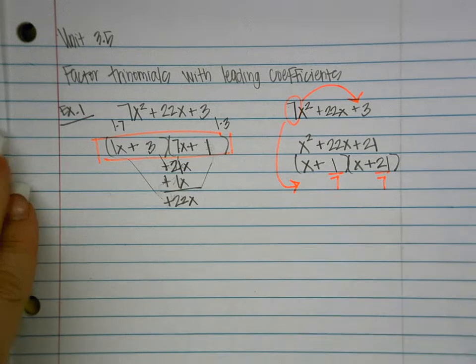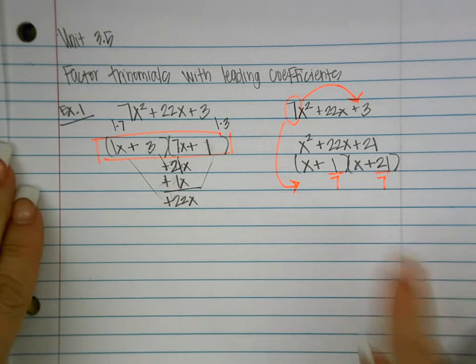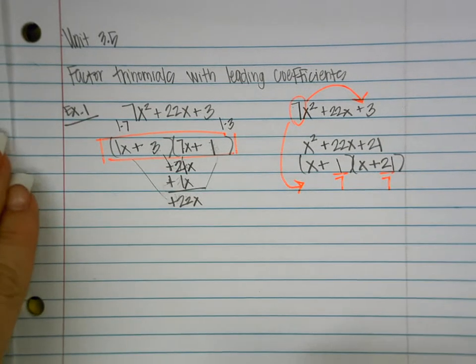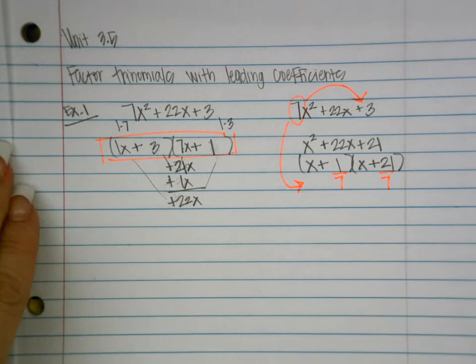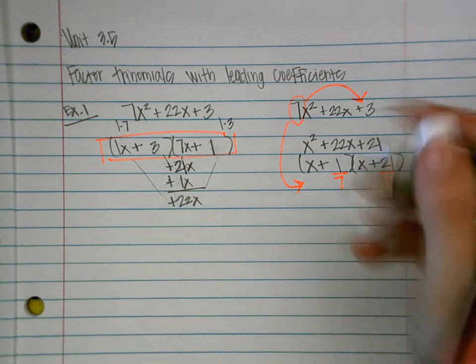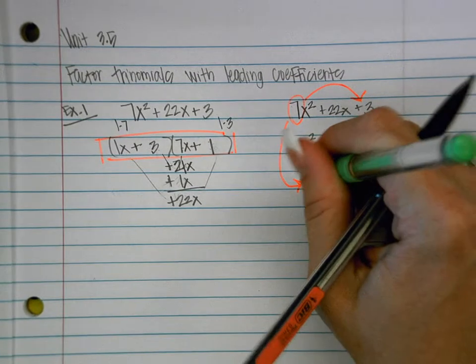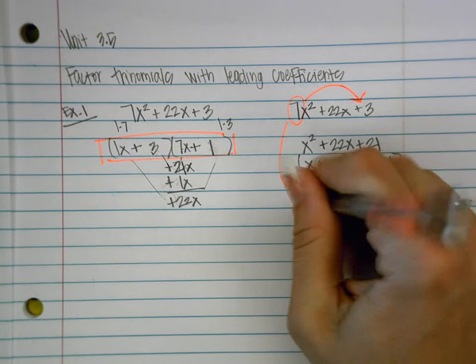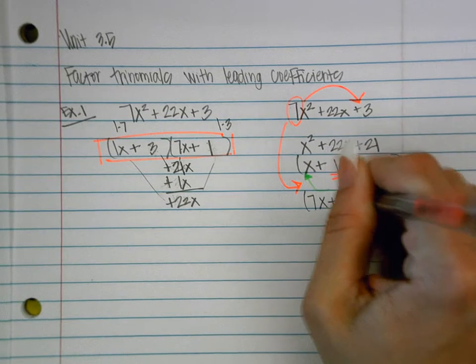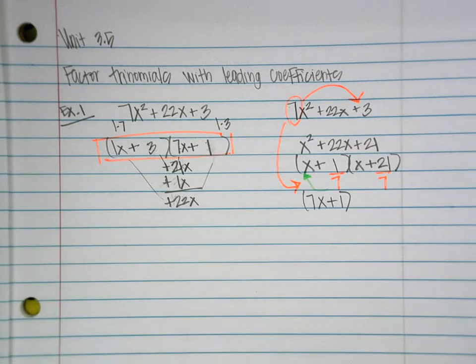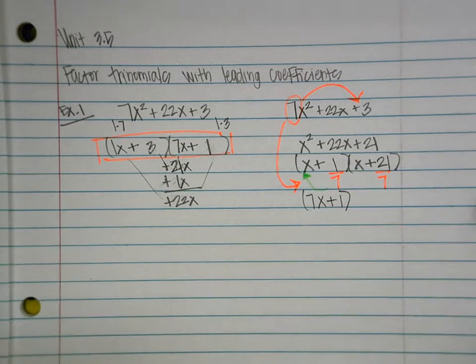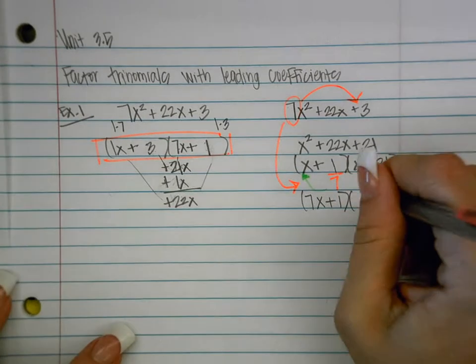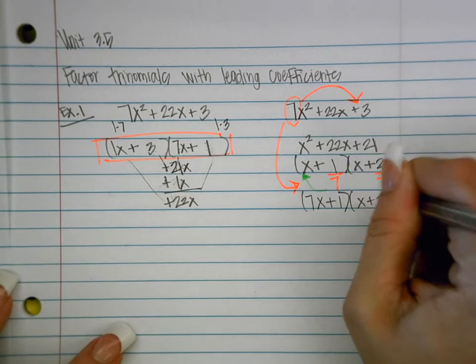From there, I want you to reduce if you can. Can 1 over 7 reduce? No. Since that does not reduce, we take this number and put it to the front of its parentheses. So that becomes 7x plus 1. Can 21 over 7 reduce? Yes, since it can reduce, you should reduce it, and that becomes x plus 3.